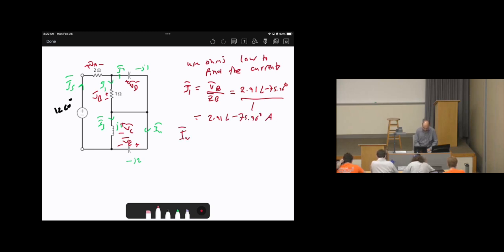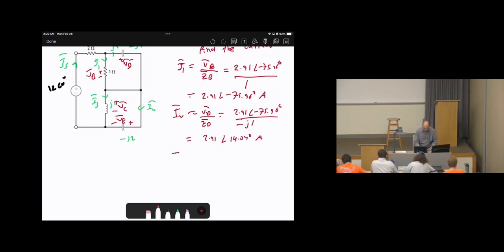I2 is associated with VD, so it will be VD bar divided by ZD bar. VD bar, we know, is the same as VB, which is 2.91 angle negative 75.96 degrees, divided by J1. Then the answer will be negative J1 divided by negative J1. So the answer will be 2.91 angle 14.04 degrees amperes. This is I2.